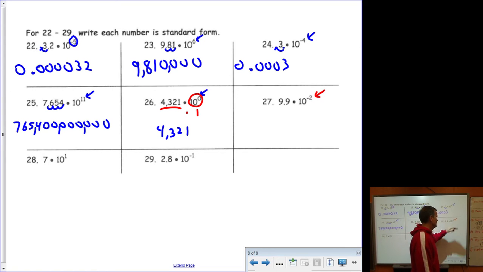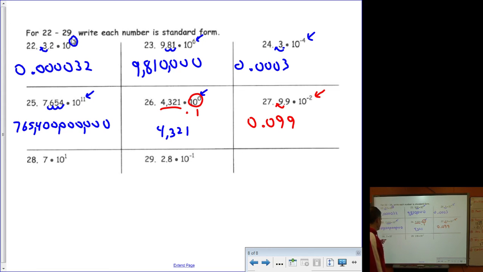Number 27, I need to move the decimal 2 spots to the left. So I'm going to go past the 9, and then I'm going to need 1 zero. Like that. And of course, I'm going to start the number with a 0. Number 28, I'm going to move the decimal 1 spot to the right, so I'm just going to need 1 zero added on. The answer would be 70.